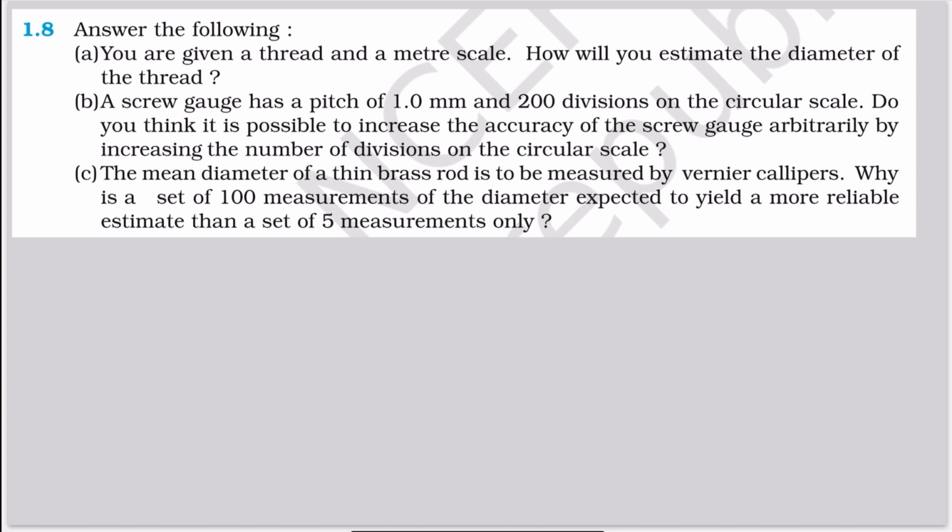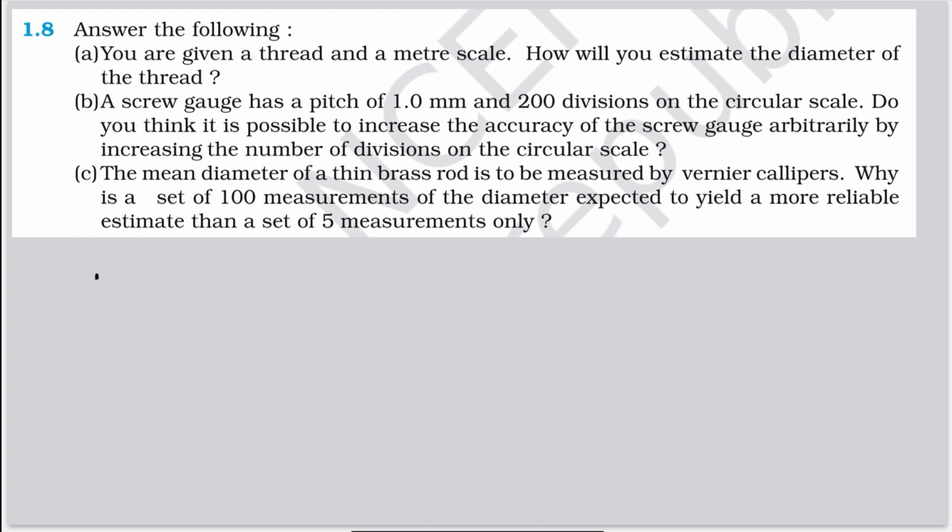Now the least count is related to accuracy. If the least count decreases, suppose the least count is very very small, then the instrument is highly accurate. That means the accuracy is better. So in the question they are asking whether, arbitrarily by increasing the number of divisions, it is possible to increase the accuracy.